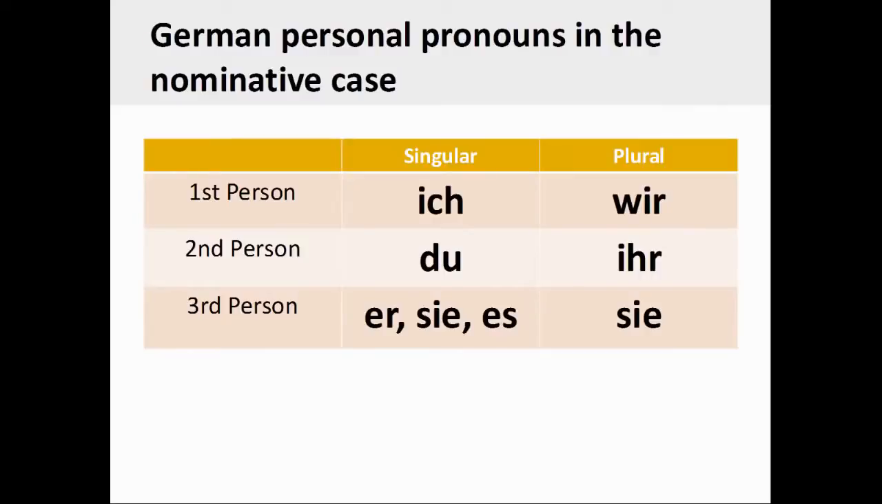German personal pronouns can be classified in the same manner. The singular personal pronouns in German are ich, first person singular, du, second person singular, and sie, es, third person singular. The plural personal pronouns in German are wir, first person plural, ihr, second person plural, and sie, third person plural.